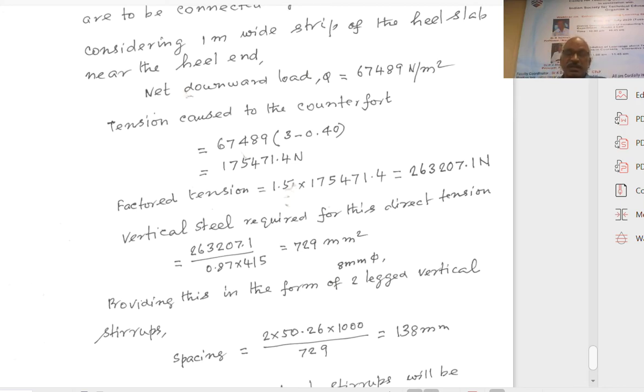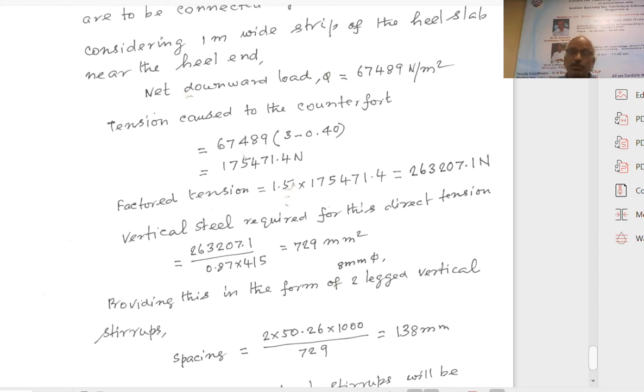Coming to the upward pressure, the net upward pressure is minimum at the heel end. Therefore, maximum downward force is at the heel end, minimum upward pressure is at the heel end. The heel is going to be subjected to net downward force. Therefore, the critical section will be the heel end. So consider 1 meter width of the heel slab near the heel end. Say here, the net downward load, already we have seen in the design of the heel slab, is 67,489.